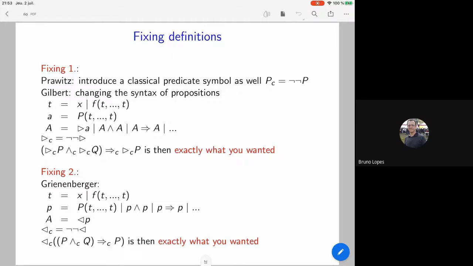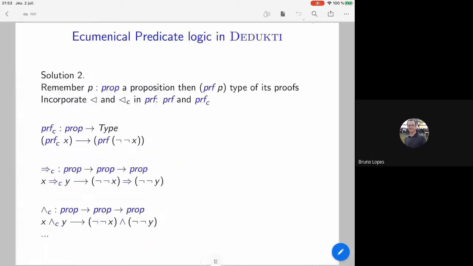Now let's go back to Deduktive and ask ourselves how we can embed ecumenical logic in Deduktive. So you remember that we had two things in Deduktive. We had proposition P and then the type of its proofs, proof of P. And what we have decided to do is to incorporate the first, to choose the solution 2.